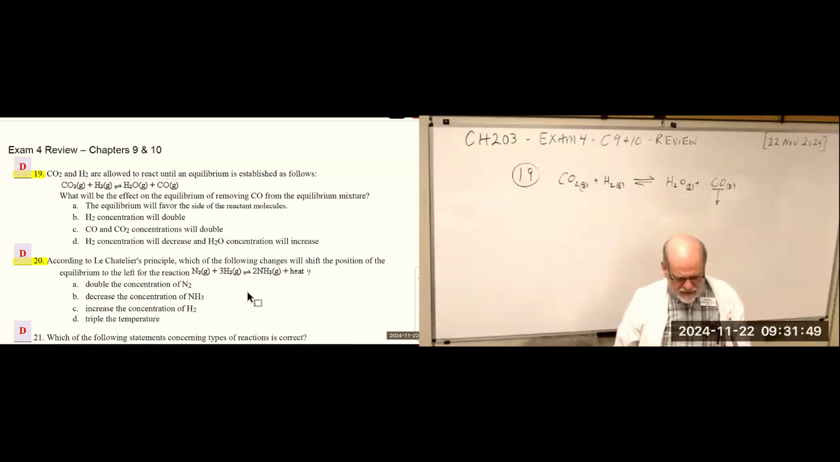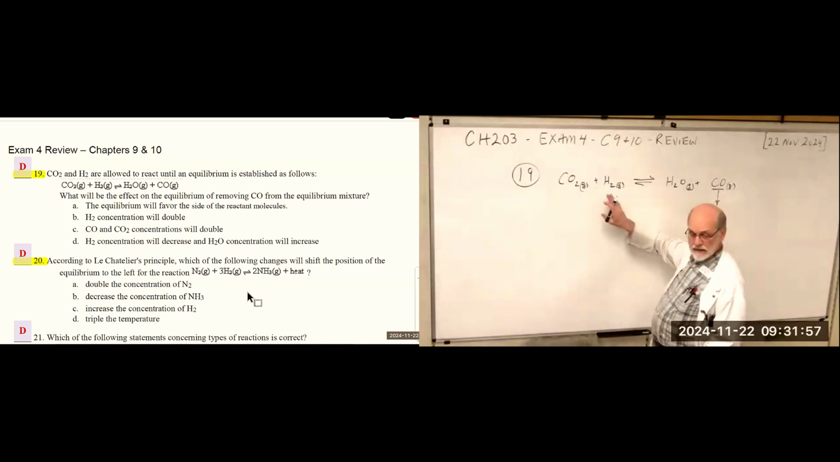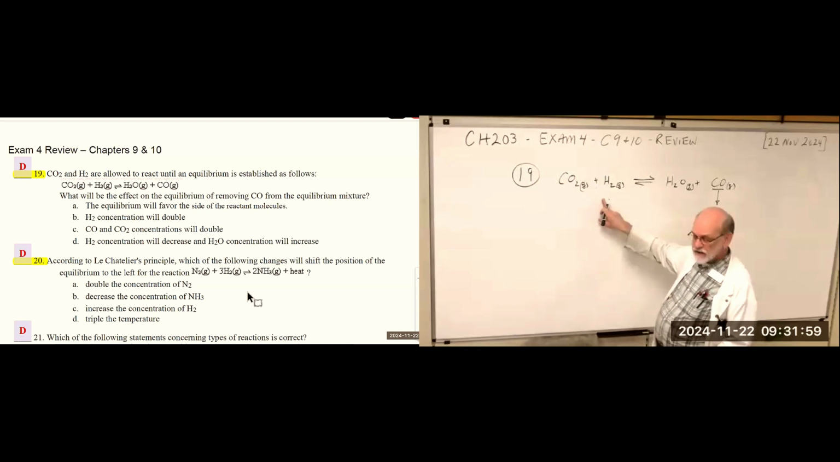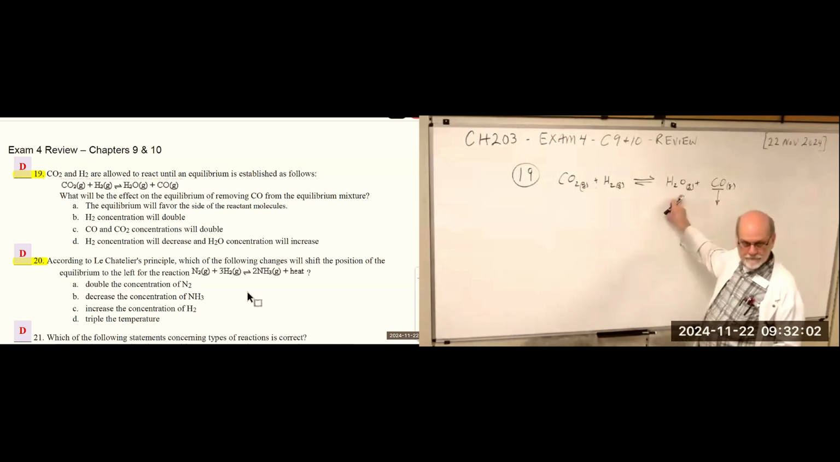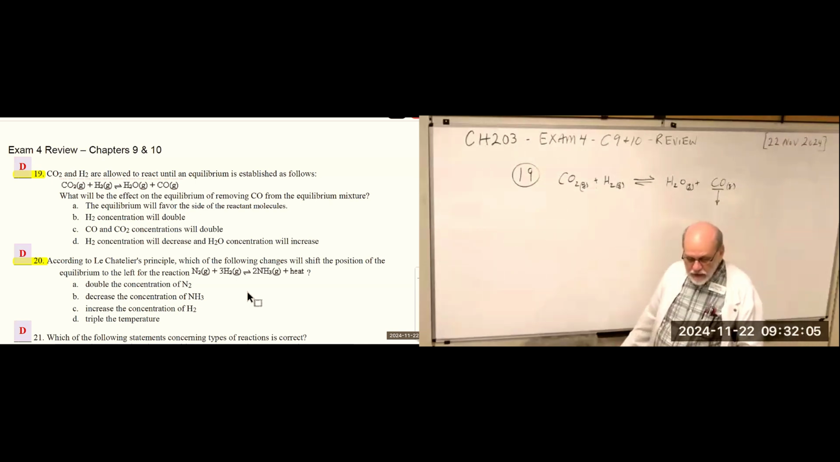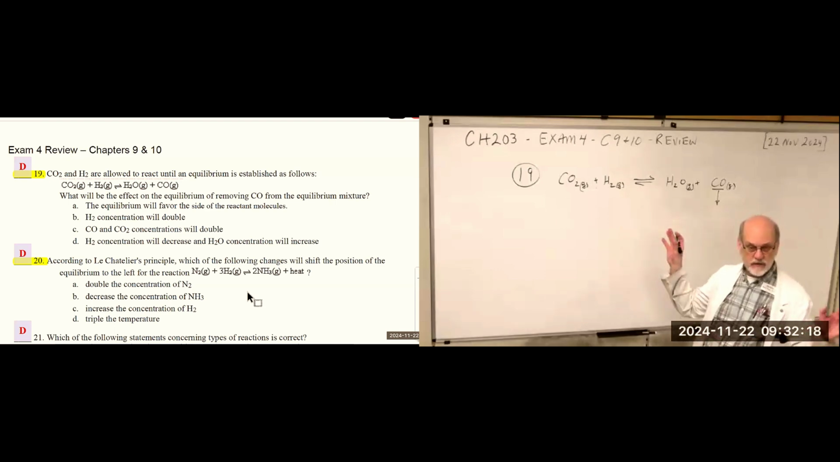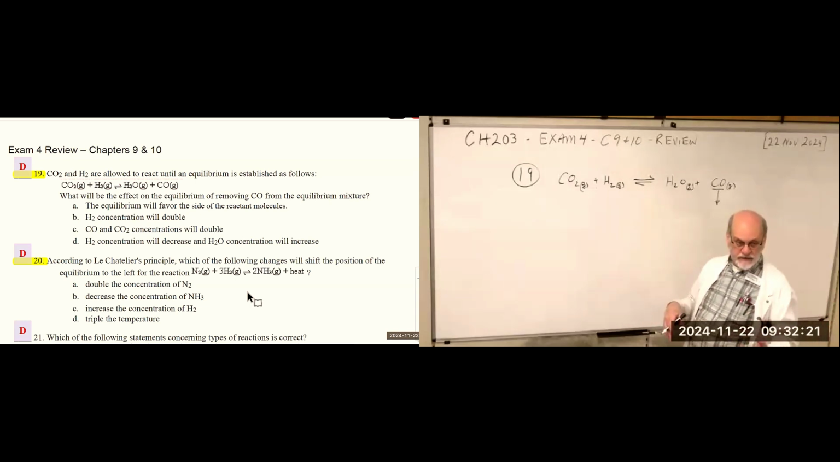So let's see. Hydrogen concentration will decrease. Yes, if we move this way, that will decrease. And water concentration will increase. Yes. We don't change the equilibrium constant, we change the equilibrium position. Those are two related but different concepts. Because the position can be any concentration at all. The constant is constant for a given temperature. All right.